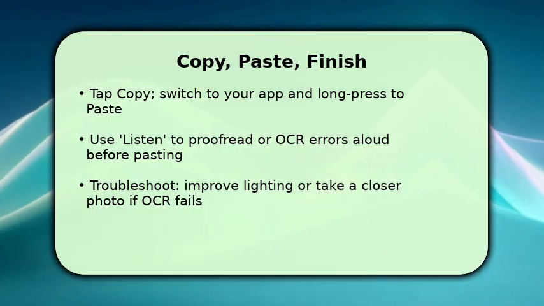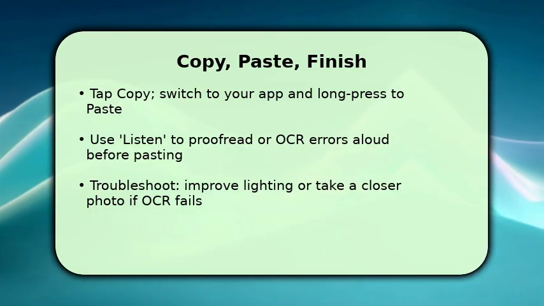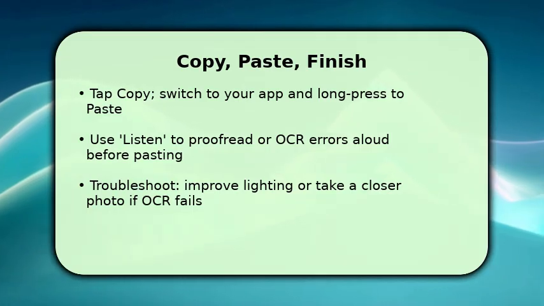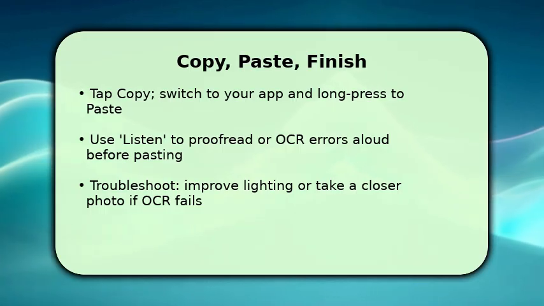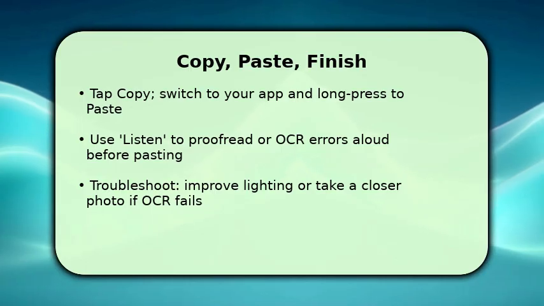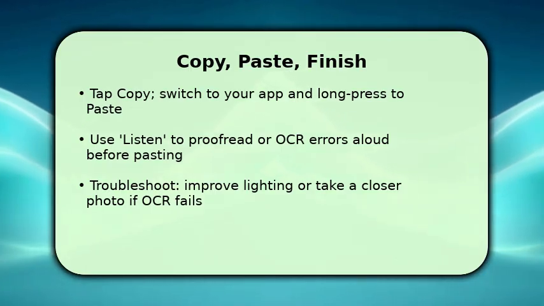If characters are wrong, retry with better lighting, higher contrast, or a closer photo, and make sure the font isn't too decorative. If persistent issues occur, restart the app or use Google Photos Lens on a saved image to get a cleaner extraction.